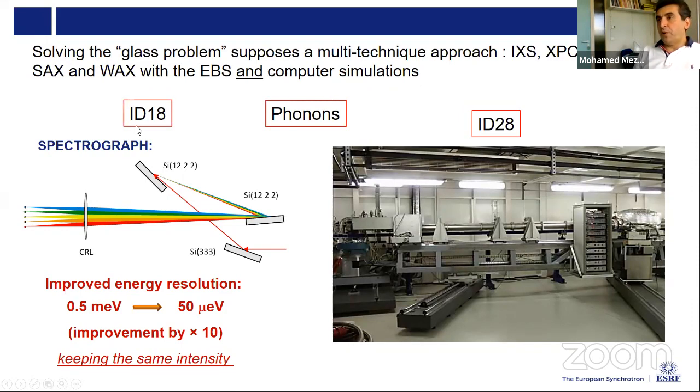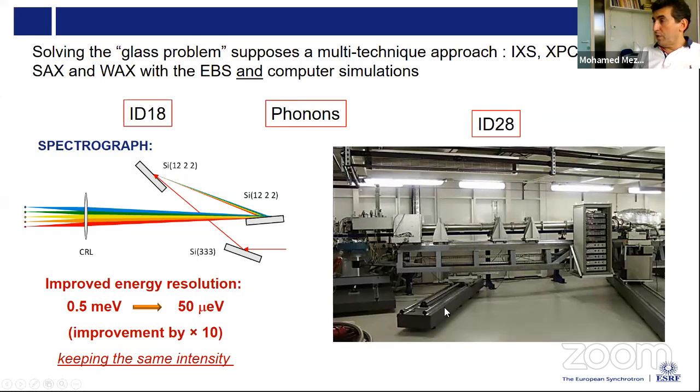Just to give you examples of experiments and instruments that could be used for such a topic. It's a very important topic. For example, look at the thermal excitations, the phonons, on ID18, where you have an improved energy resolution with the EBS, but they also initiated this before the EBS, of one order of magnitude. They go from 0.5 meV to 50 µeV. So there is an improvement of a factor 10, and also without any compromise on the intensity, which is quite remarkable.